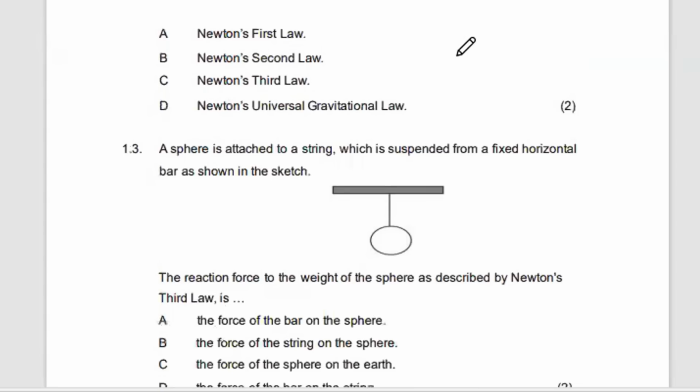Then 1.2, when a spaceship moves at a constant velocity, it means that the resultant force acting on the body is 0, which is true. Which phenomenon is this? This should be Newton's first law. Okay, so option A will be the correct one.